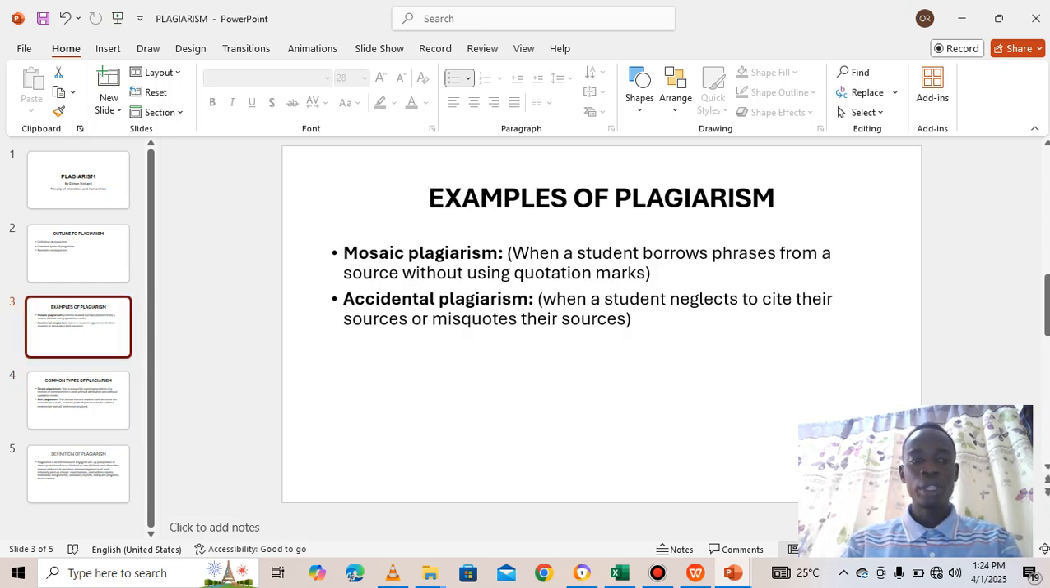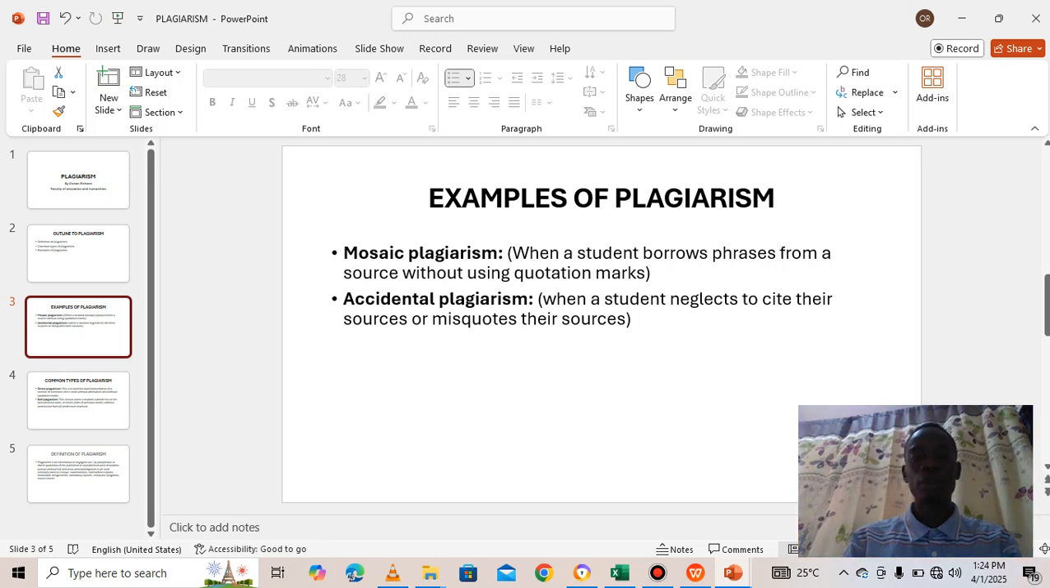Then let's look at also the examples of plagiarism. We have mosaic plagiarism. What comes into your mind when someone tells you mosaic plagiarism? This is when a student borrows phrases from a source without using quotation marks. That is true when you're using someone else's work and you're blending it with yours. When someone doesn't use quotation marks, it surely tells us this is mosaic plagiarism, because you're not clearly telling us that it is someone else's work that you're bringing in to phrase your work to be more professional.